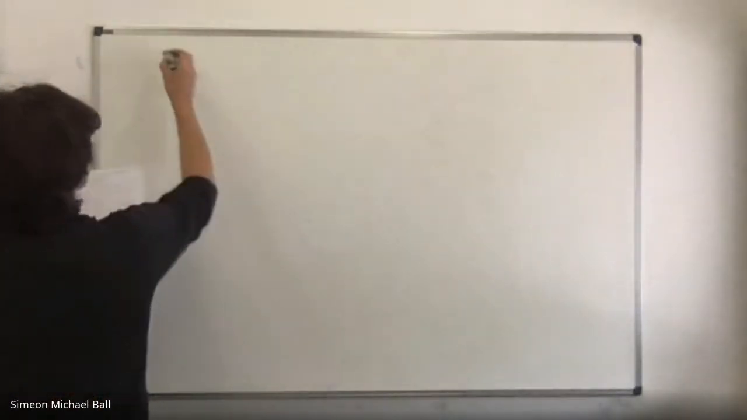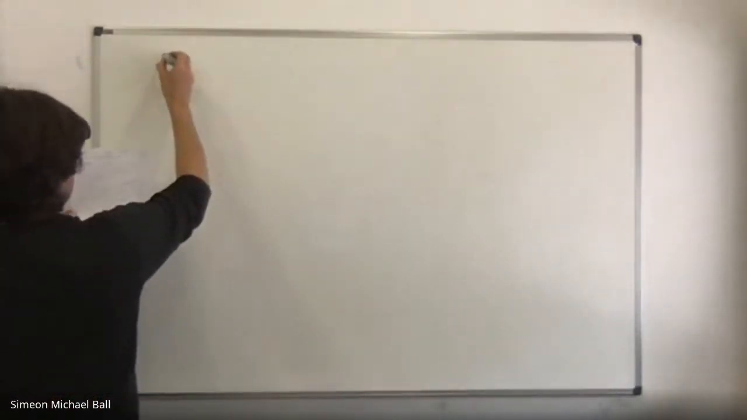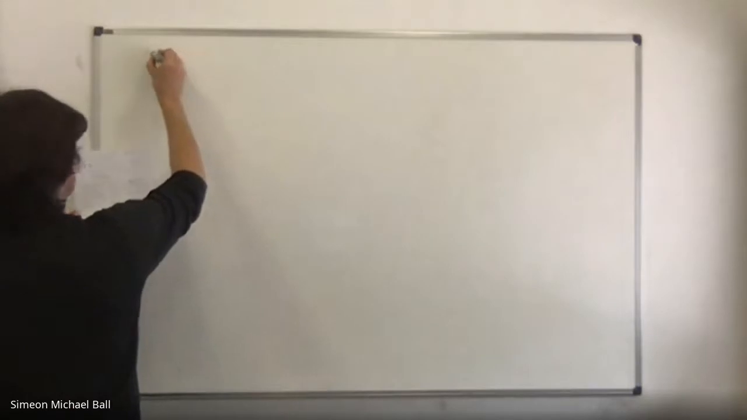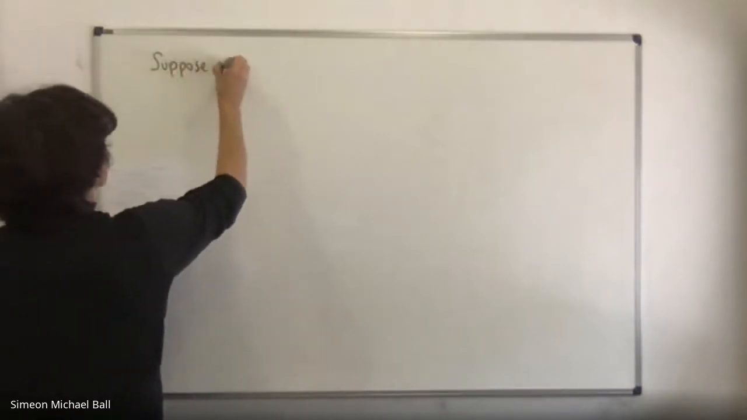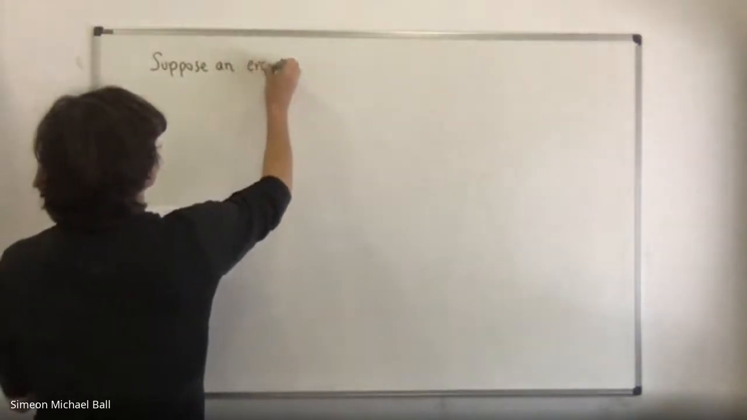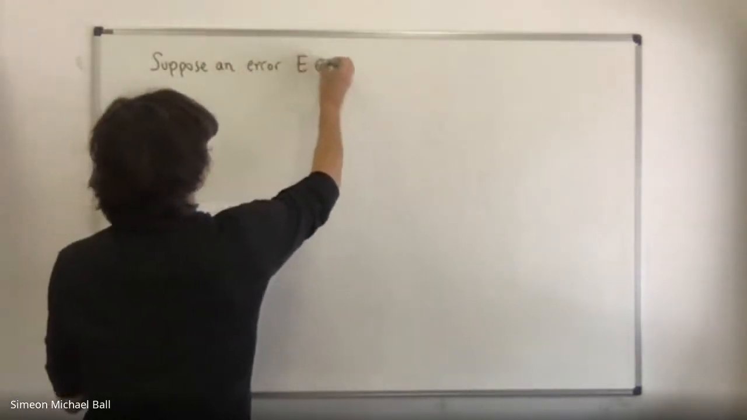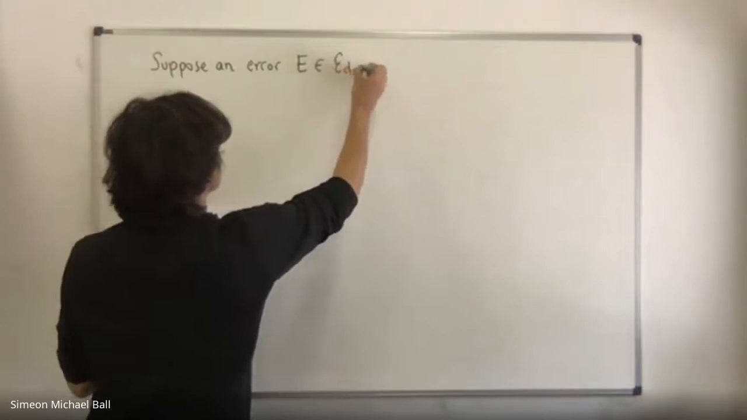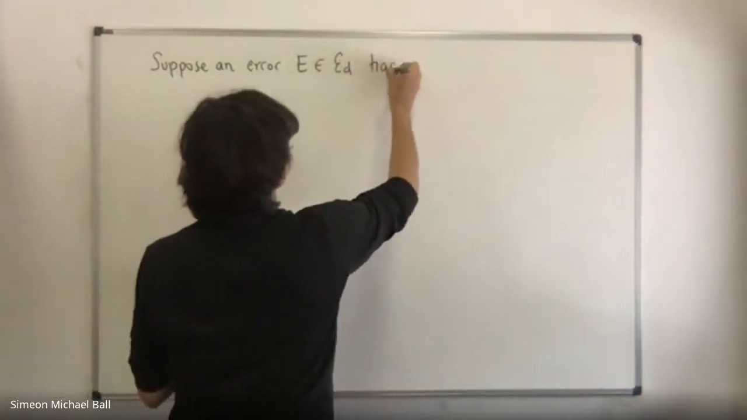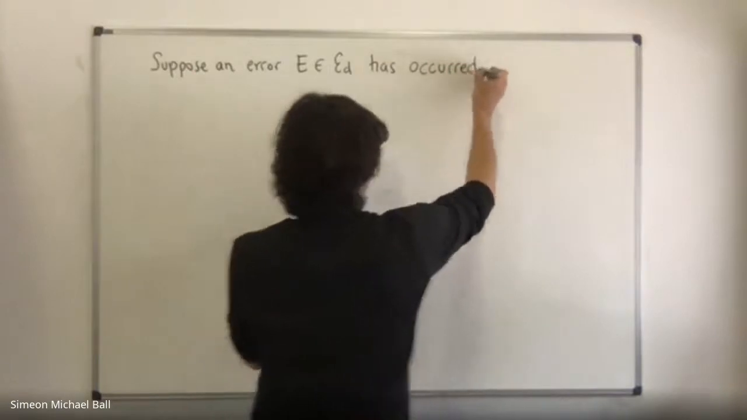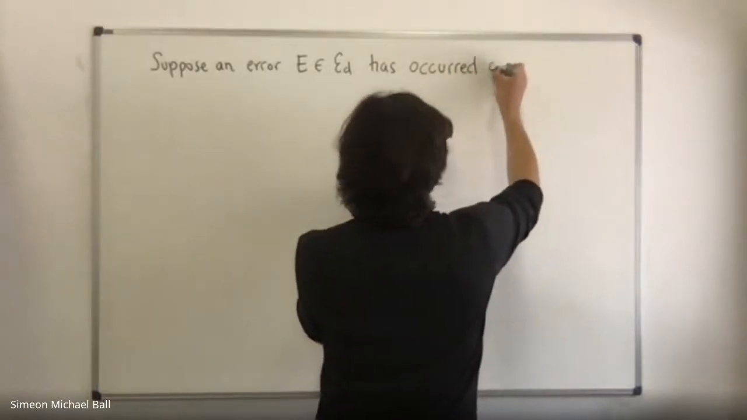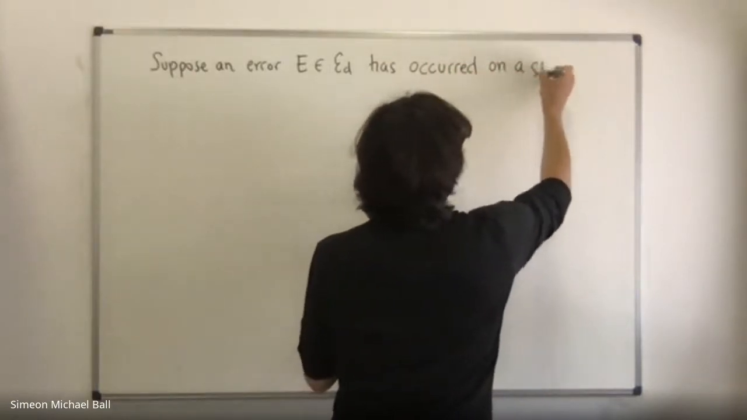So Q of S is that. Any guys who code? So suppose a correctable set of errors has occurred on a state.